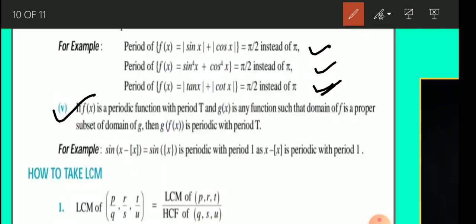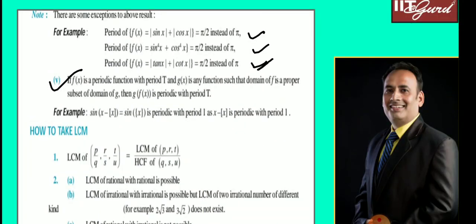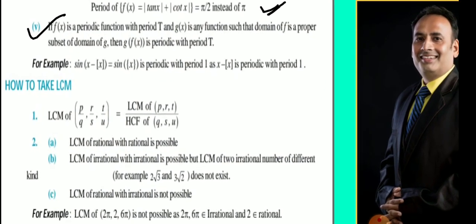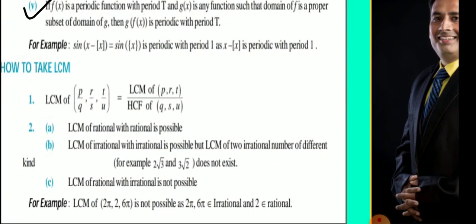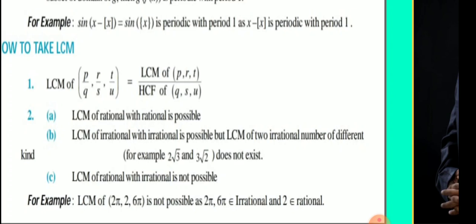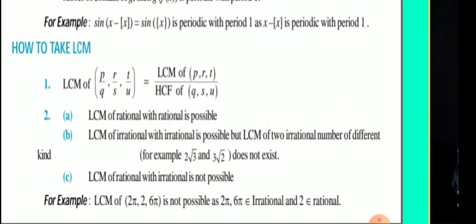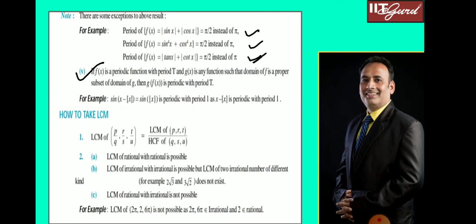But sometimes if the LCM is of fractions like p by q, r by s, t by v, then in the numerator you have to consider the LCM and in the denominator you have to consider the HCF. The LCM of a rational with a rational is possible, and of an irrational with an irrational is also possible, but the LCM of two different irrational numbers, for example 2 root 3 and 3 root 2, does not exist. The LCM of a rational and an irrational also does not exist. For example, the LCM of 2 pi and 6 is not possible. For such periods, the function is called an aperiodic function.